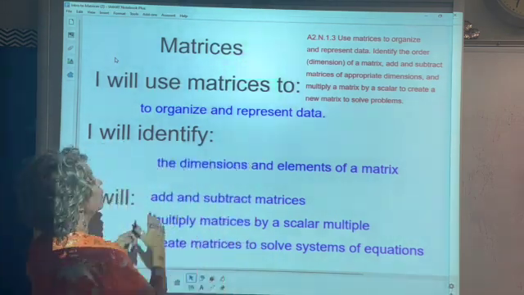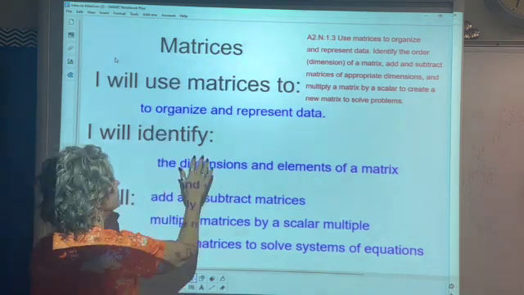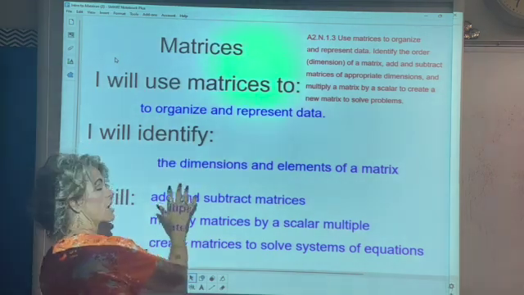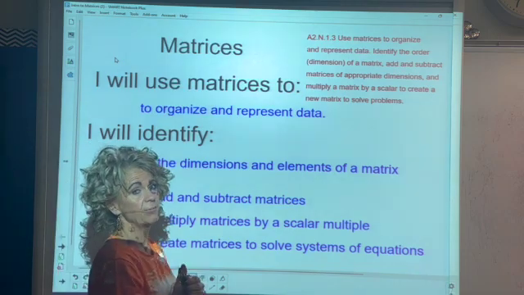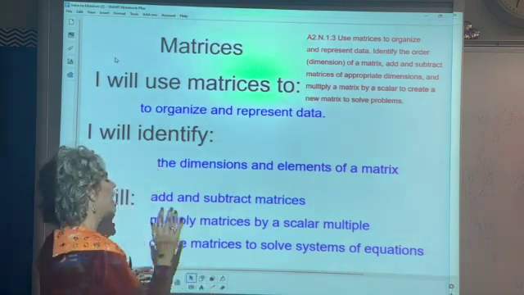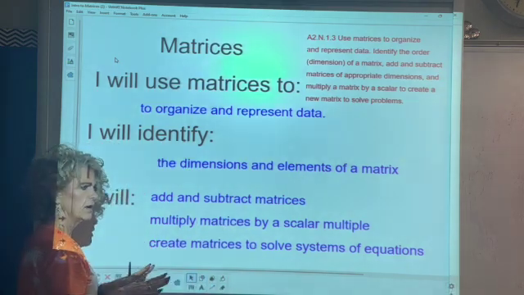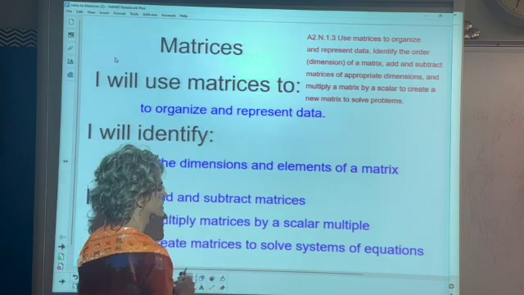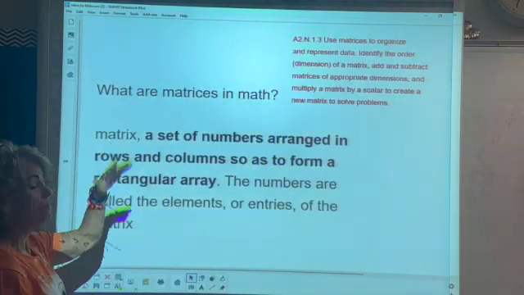We're not going to do all of these today. As a matter of fact, we'll do the majority of this today. We will organize and represent data. We will talk about the dimensions and identifying the elements. We will talk about adding and subtracting matrices, and multiplying matrices by a scalar multiple. As soon as we get all of those down and good and steady, then we will create matrices to solve systems of equations.